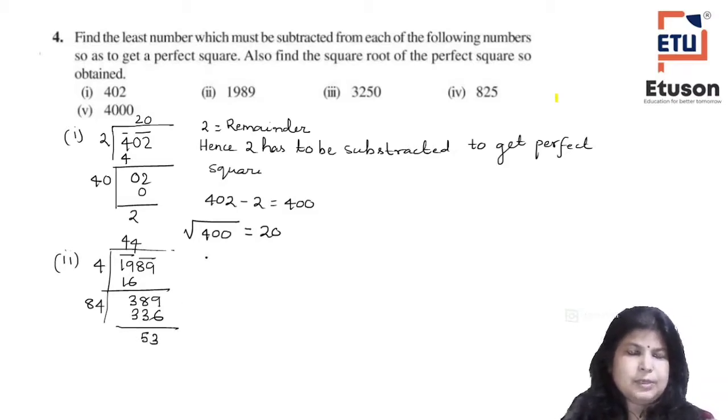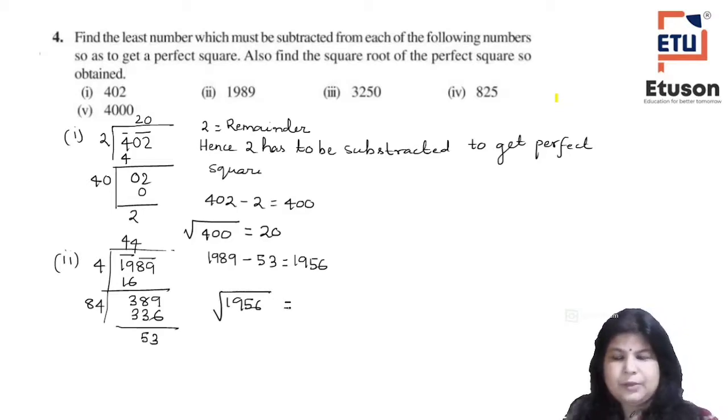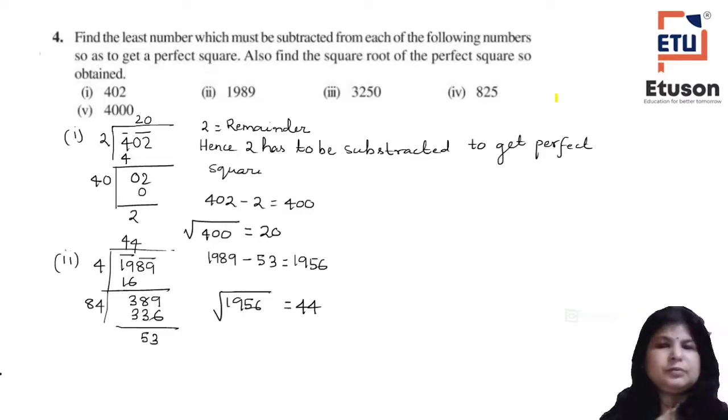Okay, so 336. Remainder is 53. So this remainder has to be subtracted as usual. So your perfect square number will be 1989 minus 53, that is equal to 1956, and the square root of 1956 is equal to 44. Correct or not?